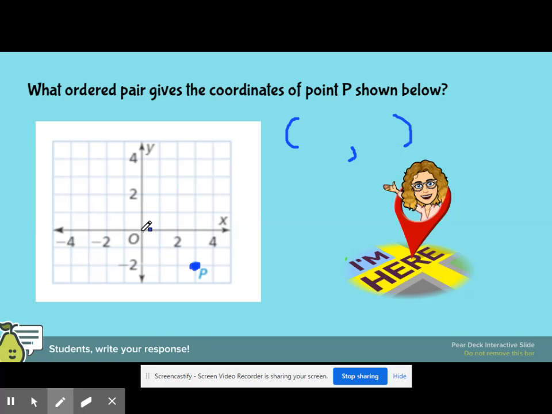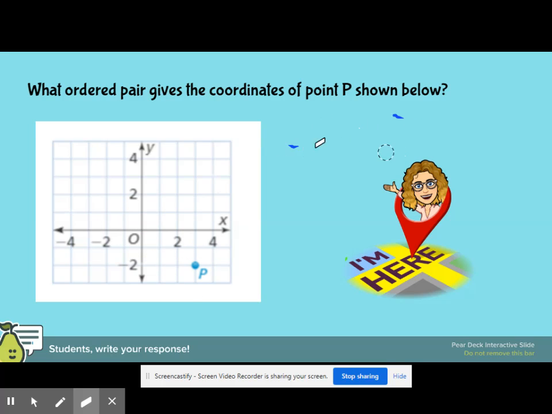You always start at the origin. So to get to P, I go over 3. So I shuffled 3. And then I went down 2. So it's over 3, down 2. That was the location. Okay, let's try another one.